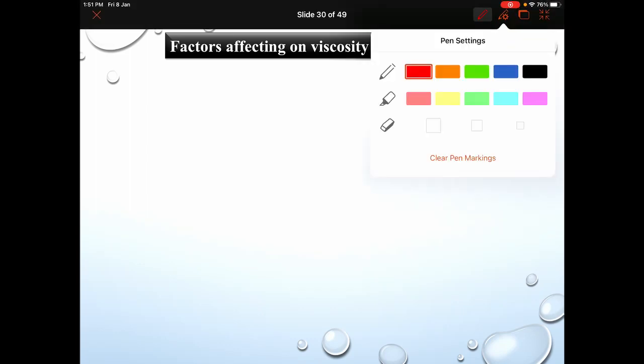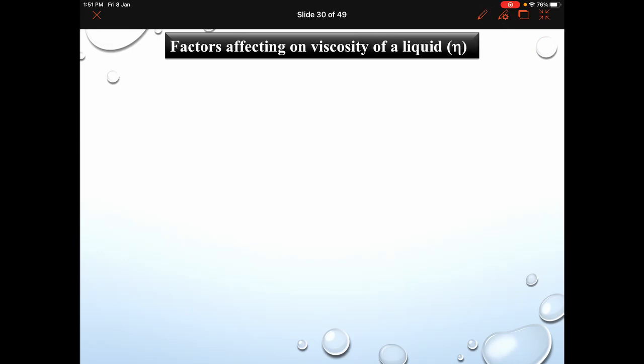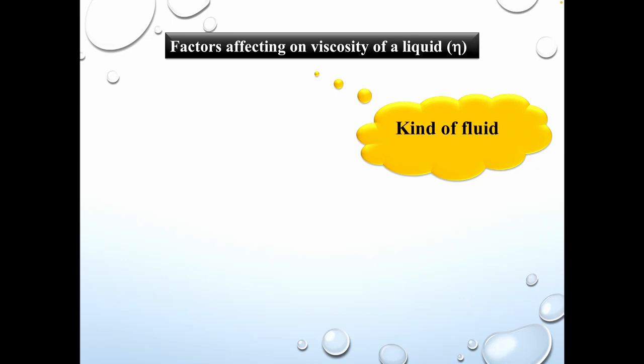Factors affecting the viscosity of a liquid, eta. This symbol, eta, is the symbol of viscosity. To understand viscosity, we look at the factors affecting the viscosity of a liquid. We have two factors. The first one is the kind of the fluid. Allah created each liquid or gas, each fluid, with a certain viscosity.